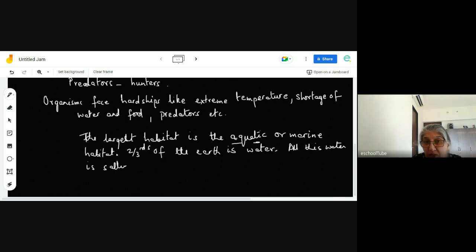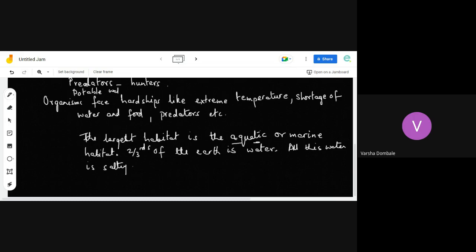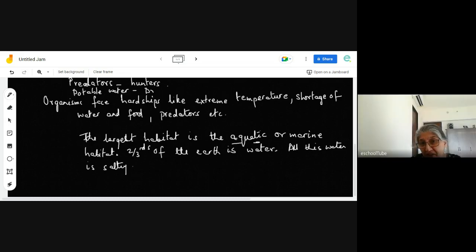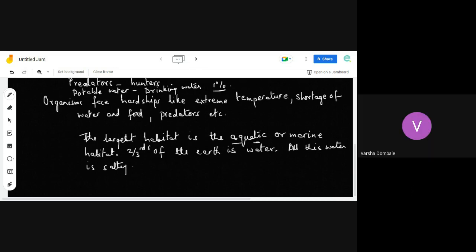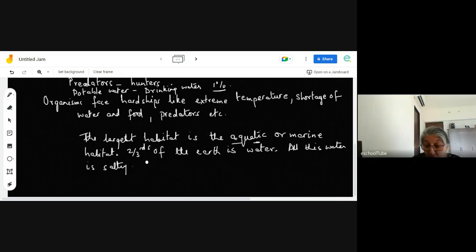Drinking water. What do we call? I'll write here. Potable. Potable water means, Miss, drinking water without salt. And we have only 1% of the total water as potable water. Because of the minerals, the water gets salty. Yes, ma'am. All this water is salty.